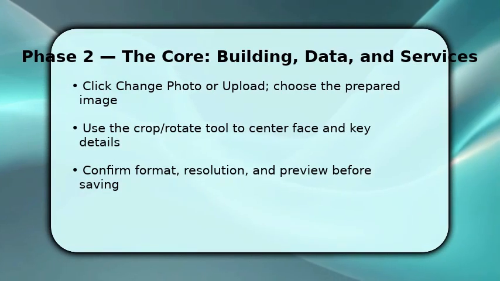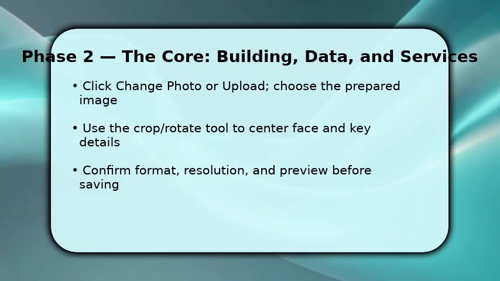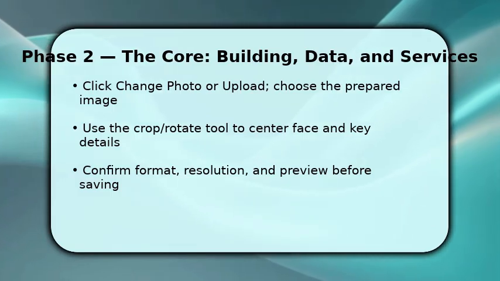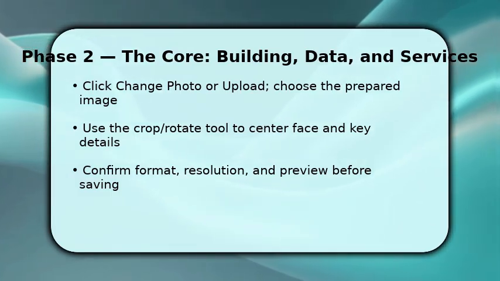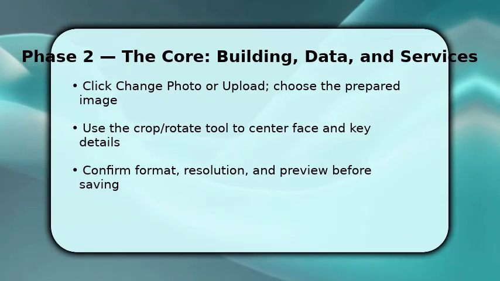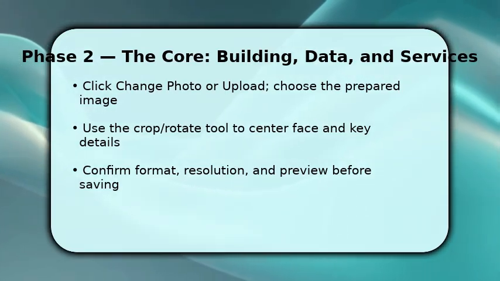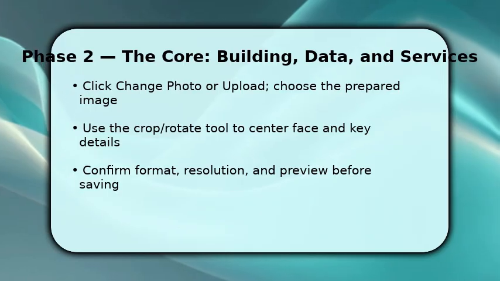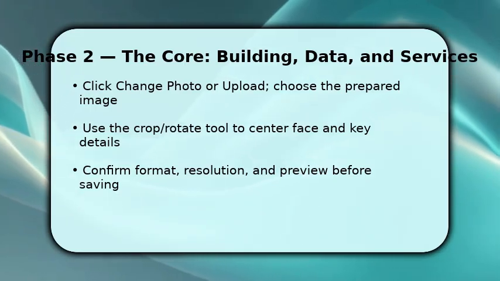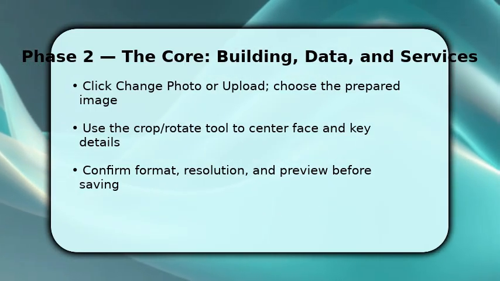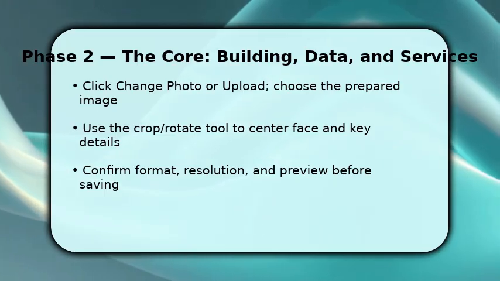You click Change Photo or the Upload button. Select the prepared image from your device. Once uploaded, use the built-in crop and rotate tools to center your face or the document area. This ensures compliance and legibility. Make sure contrast and brightness reveal necessary details, because DG shipping may reject blurry or low-quality images.